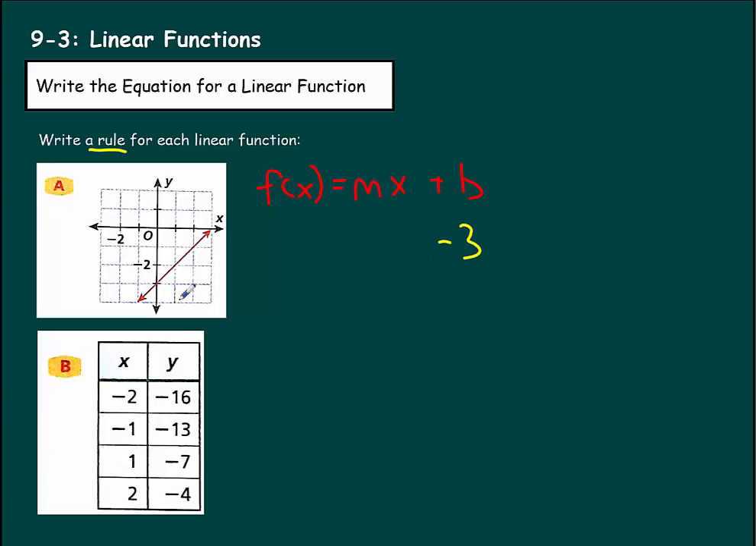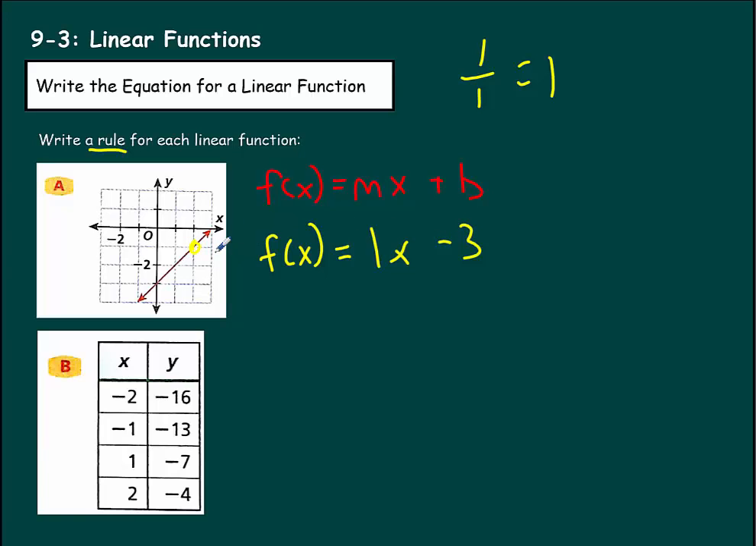Now what's the slope? You can do rise over run, so we rise 1 and we run 1. So 1 over 1 equals 1 for our slope. So if we write this out, it would be f of x equals 1 for the slope times x minus 3, or just x minus 3. You could always test out your answer too by plugging in the x value. So let's say when x is 2, 2 times 1 is 2, minus 3 is negative 1, right where that y is.